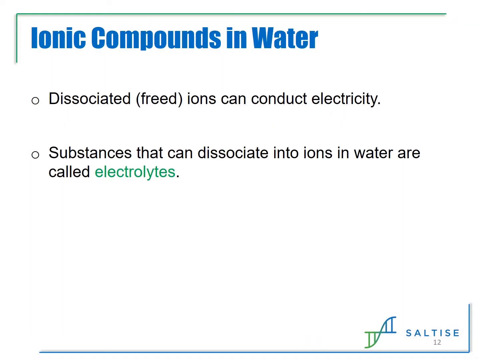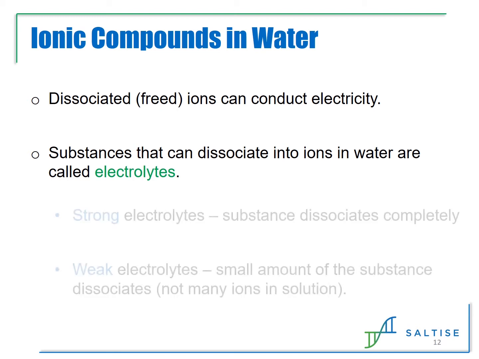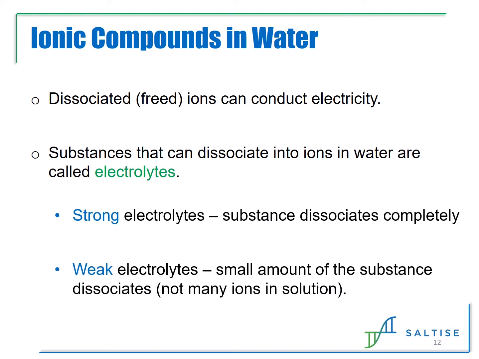One of the characteristics of dissociated ions is that they are able to conduct electricity. Because of this, substances that can ionize in water are called electrolytes. Substances that completely or almost completely dissociate in water are referred to as strong electrolytes. And substances where only a small amount dissociates are described as being weak electrolytes.